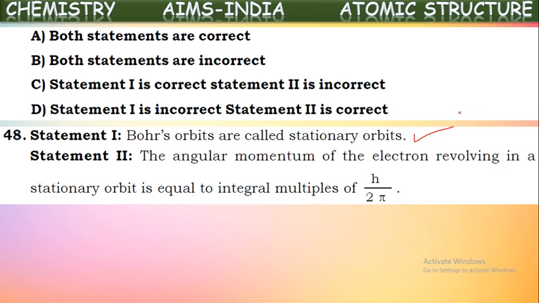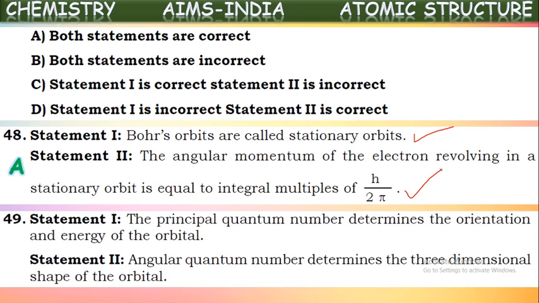This is correct. Next statement: the angular momentum of the electron revolving in a stationary orbit is equal to integral multiples of h by 2 pi. Yes, the angular momentum mvr is equal to nh by 2 pi, that is, integral multiples of h by 2 pi. So this is also a correct statement. Both are correct statements. Then what will be the correct answer? A. Next question. Statement 1: the principal quantum number determines the orientation and energy of the orbital.